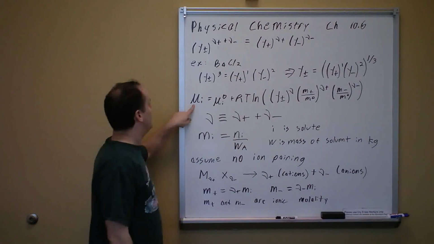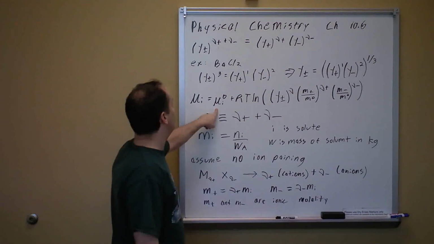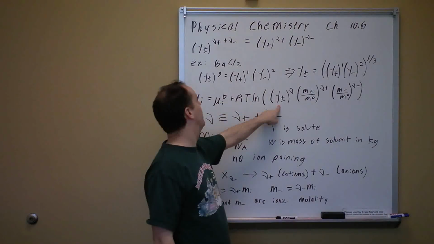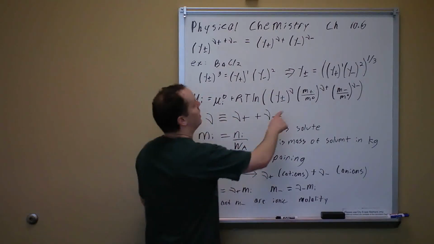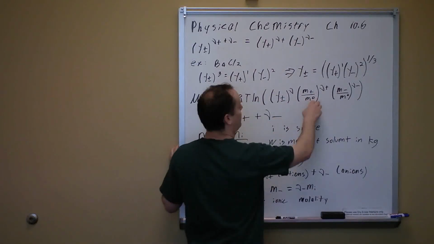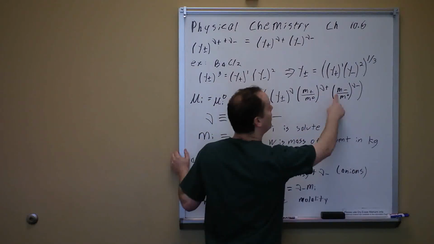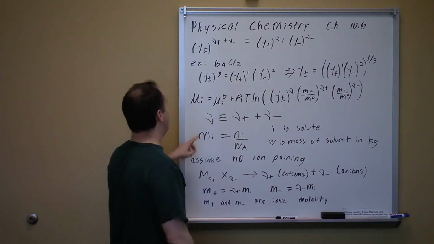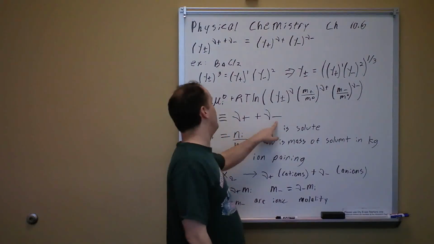So then mu of the electrolyte here is mu of the electrolyte in the standard state, plus RT times the natural log of what we just found here. Gamma plus minus to the nu, times the molality of the cations divided by the standard state to the nu plus, times the molality of the anions divided by the standard state to the nu minus power. Now remember, we define nu as just nu plus plus nu minus.